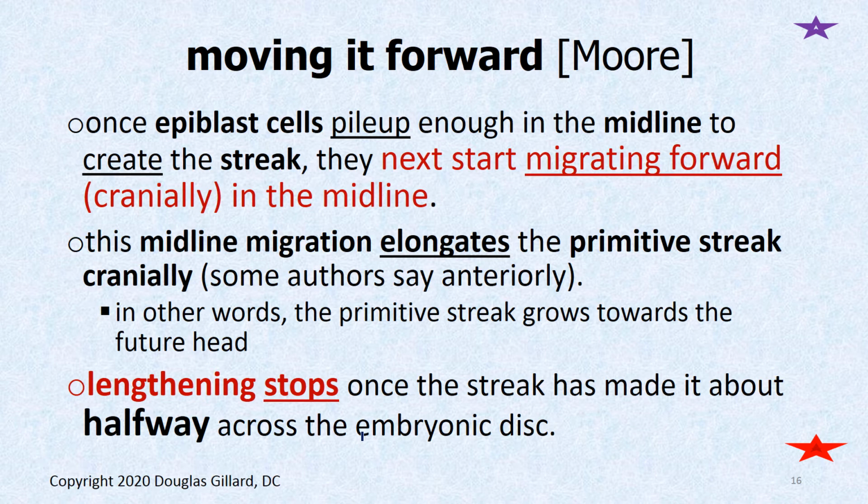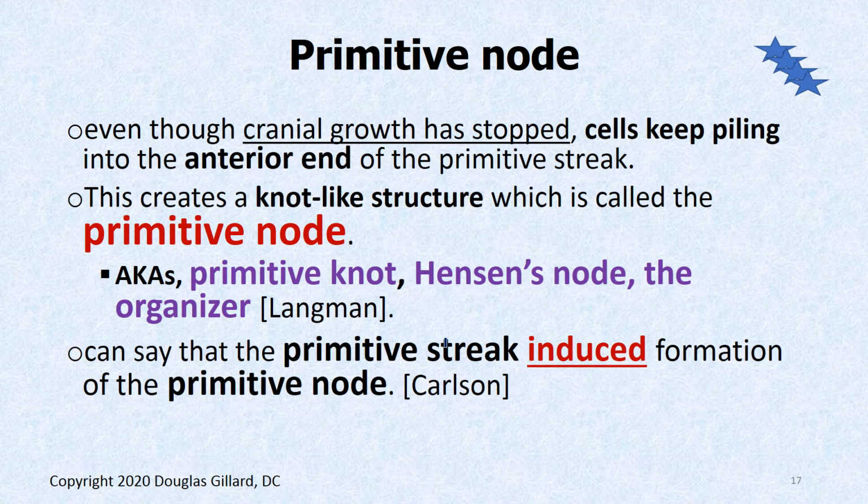Also, once the cells do start piling up, they don't pile straight up and up and up. They pile up a little bit, but then they start piling and moving forward. So the primitive streak elongates forward. Okay, it makes it to about the halfway point of the embryonic disc and then it stops. Then the cells pile up at the end of it to form a primitive node.